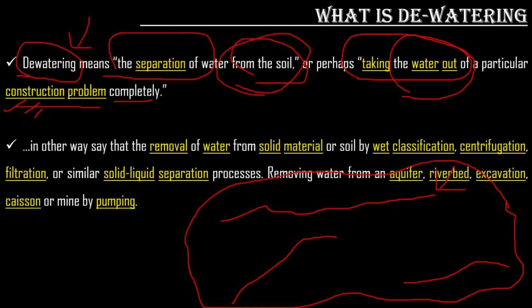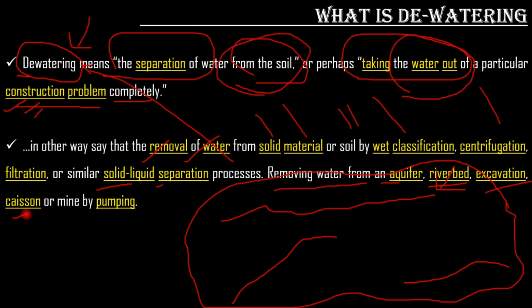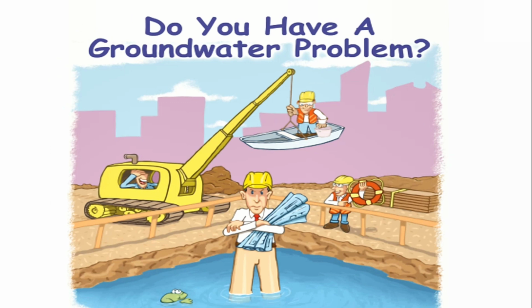Okay, now next. In another way, we can also call it the removal of water from solid material or soil by weight classification, by centrifugal filtration, or by any semi-liquid separation process. All of this is also included in the term dewatering system. Now, the removal of water from an aquifer, riverbed, excavation, caisson, or by pumping. Considering these points, if you select any of these methods, then it is indirectly called the dewatering system. After successfully applying a dewatering system at any site, you can say I have control over my groundwater. Clear? So the next question is, do you have a groundwater problem? If yes, then you have to select one of the previously explained methods.